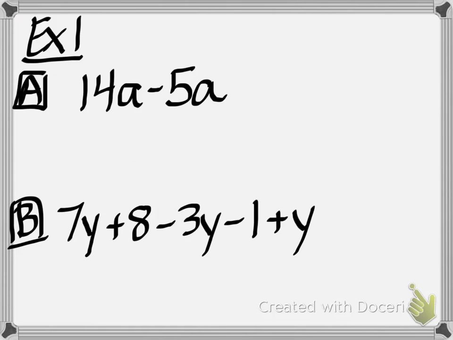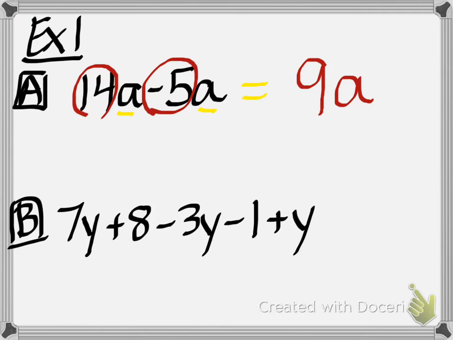The reason that's important is because we're going to be simplifying them. So in example 1a, I have 14a minus 5a. Same variable, exponents are the same, that's 1. So I'm going to combine like terms. How I do that is I keep the variable the same, a, and then I combine the coefficient parts. So what's 14 minus 5? That's 9. So 14a minus 5a is 9a.